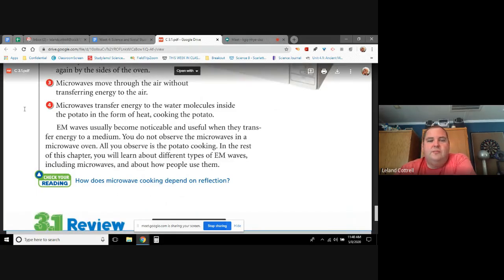EM waves usually become noticeable and useful when they transfer energy to a medium. You do not observe the microwaves in the microwave oven. All you observe is the potato cooking. In the rest of this chapter, you will learn about different types of EM waves, including microwaves, and how people use them.